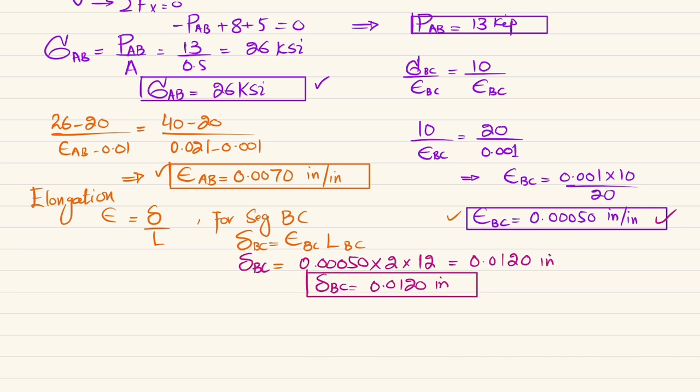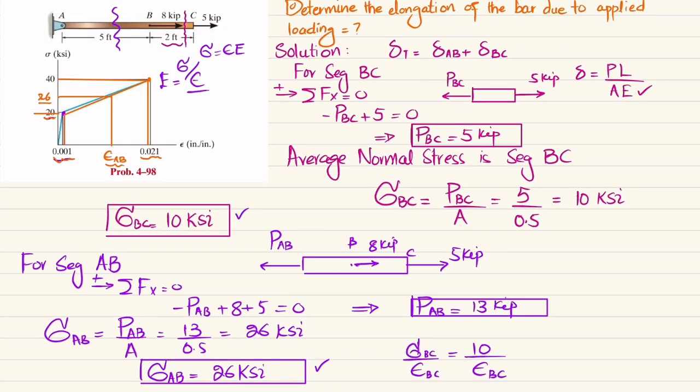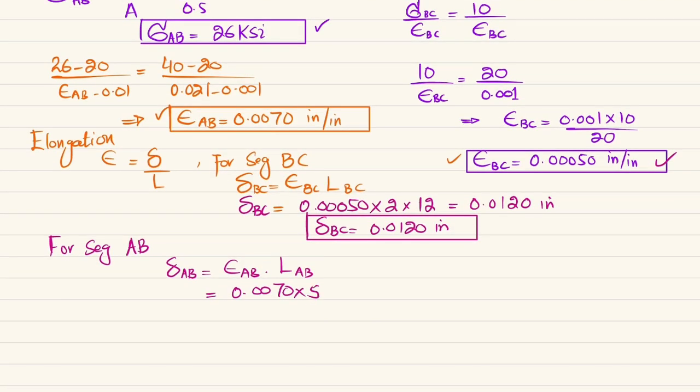Similarly, we will find for segment AB. Change in length of AB is equal to strain in AB multiplied by length of AB. Strain in AB is 0.0070 multiplied by length of AB. You can see this is 5 feet. When you convert this feet into inch, because 1 foot is equal to 12 inch, and multiply it, you will get 0.420 inch. This will be the change in length in AB.